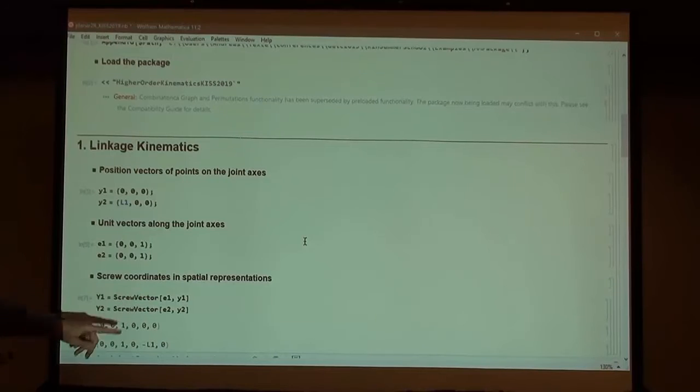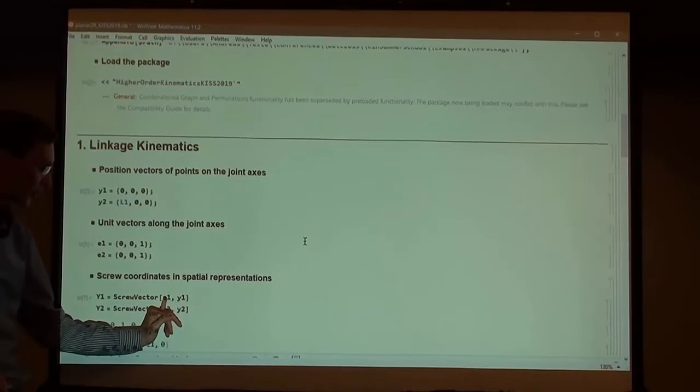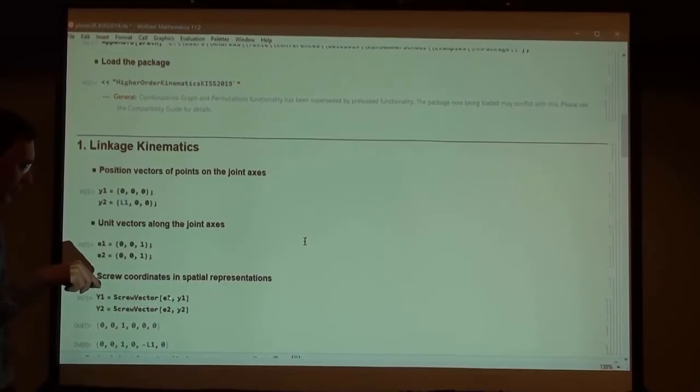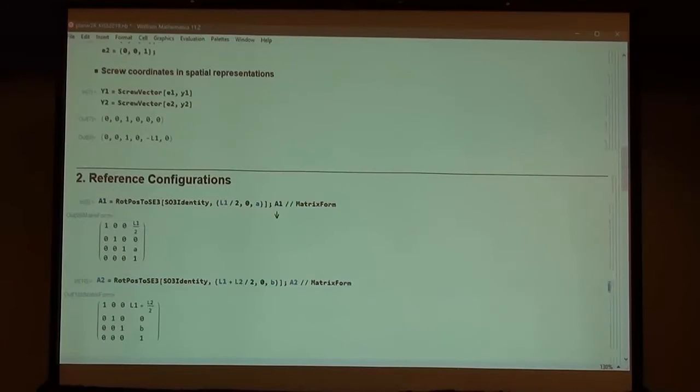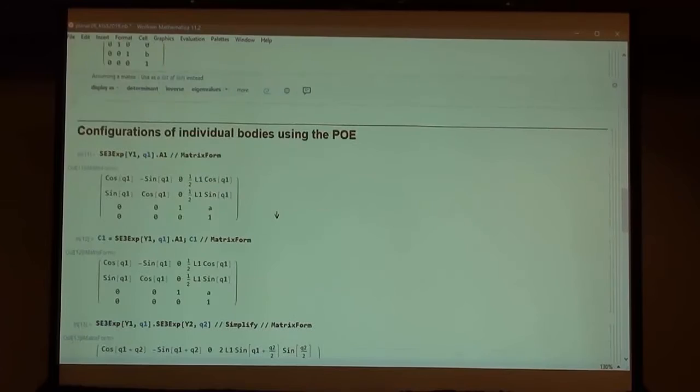The first function that we use is screw vector. Two arguments, which is the unit vector, and the location vector, and then you get this. Okay, and then this is almost it. Then we have the reference configuration. This is the same. So there's a function that's called cos to SE3. So I was saying that these homogeneous matrices, we call them SE3, and what it does, it takes the rotation matrix and the position vector and it puts it into this matrix, and then we go one step further.